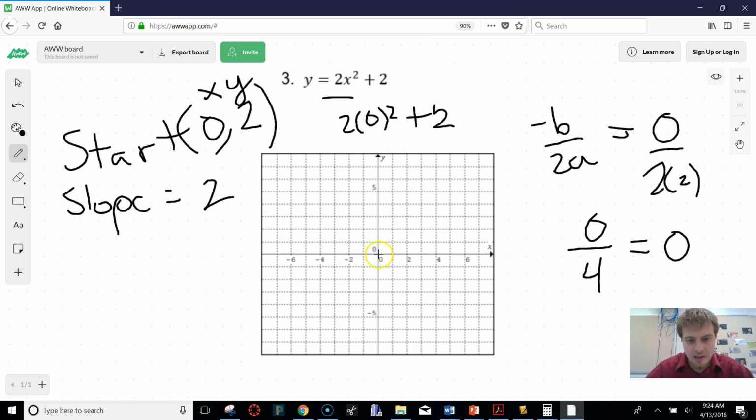And so then we plot this point, so 0, 2 is right there. And then my slope is up 2 over 1, so right there, and up 2 over 1 right there. And then we get this nice U shape. Okay. So make sure when you're doing this, you always find your start and you always find your slope. Let's do the next problem.